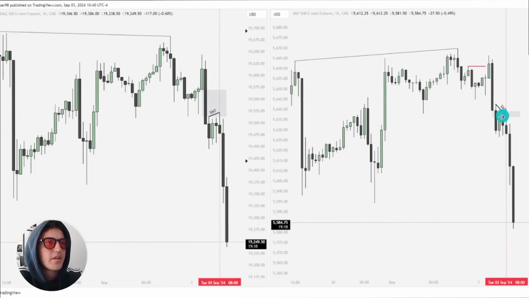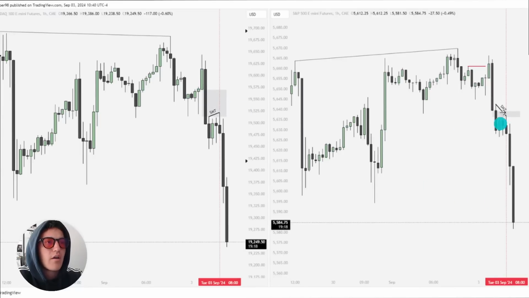But what happened at that internal range liquidity pool? We created SMT divergence inside of it at the tag. We made a higher high here and a lower high on the S&P 500, failing to tag the corresponding gap compared to the NASDAQ, which it did.